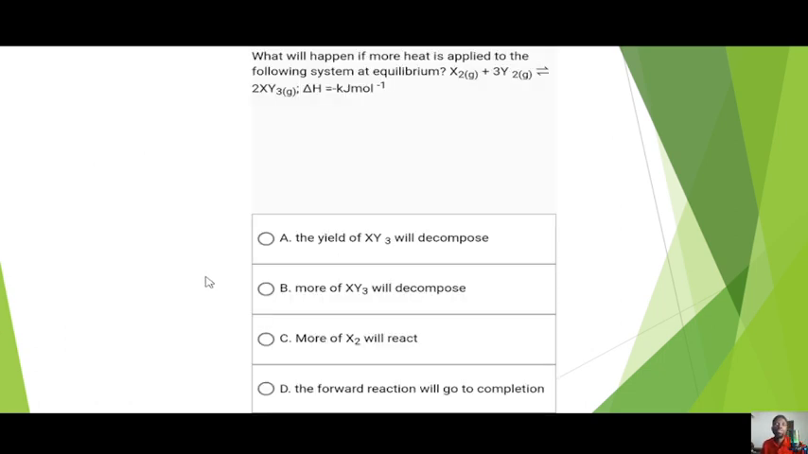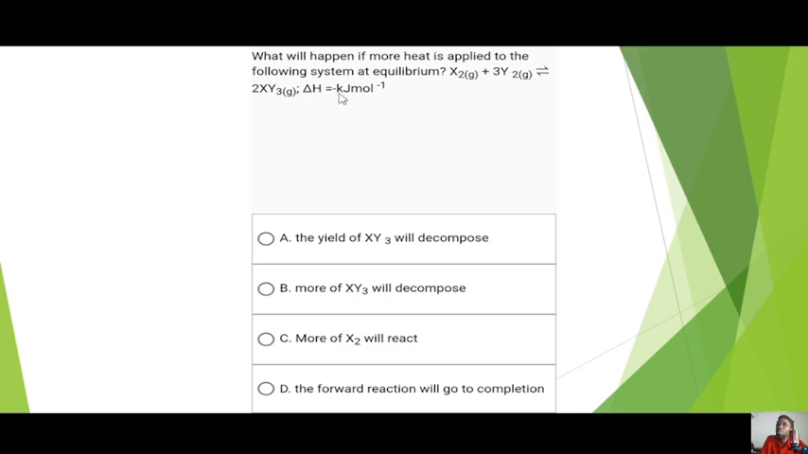Okay, so the question says, what will happen if more heat is applied to the following system at equilibrium? More heat, that is to say, we are increasing the temperature. Now, normally, if you are increasing the temperature, it should be favoring the forward if it was positive. When you add more heat and notice a minus sign, it means that it's going to be backward. So have that in mind, that more heat means increase in temperature.